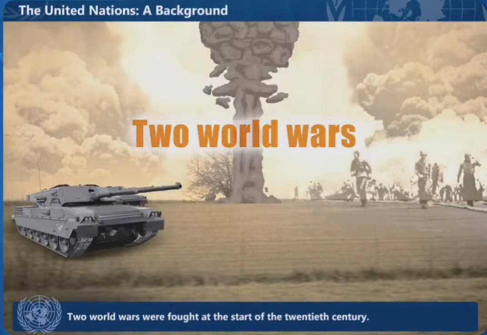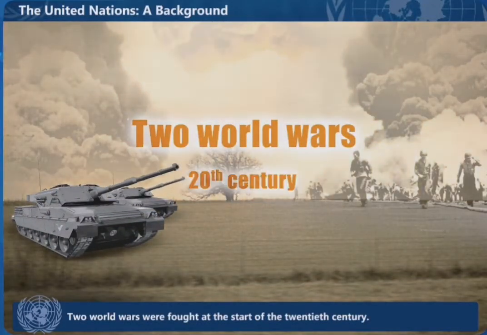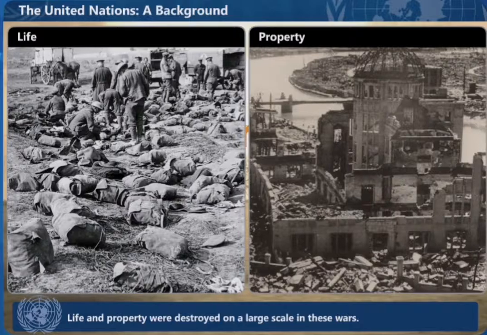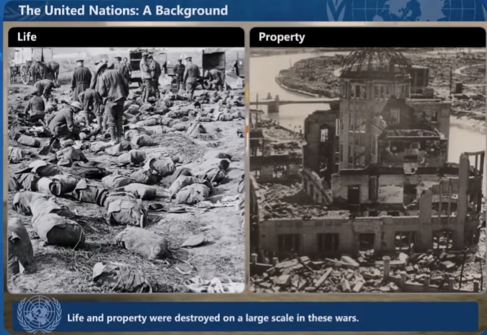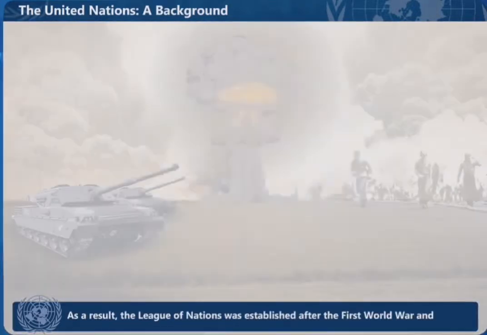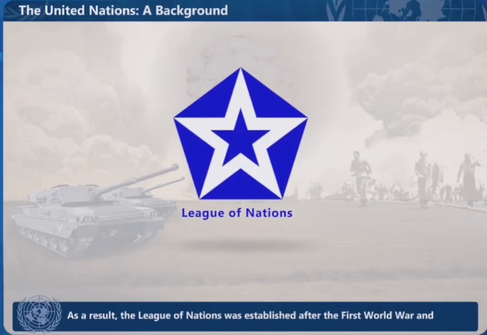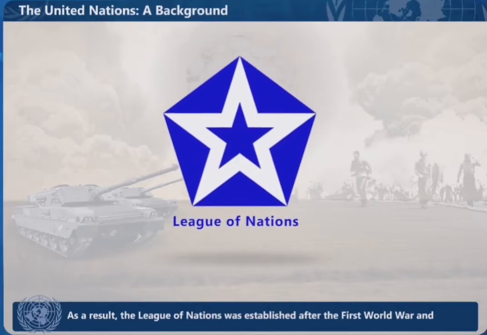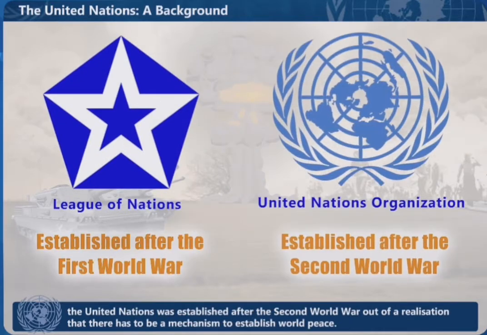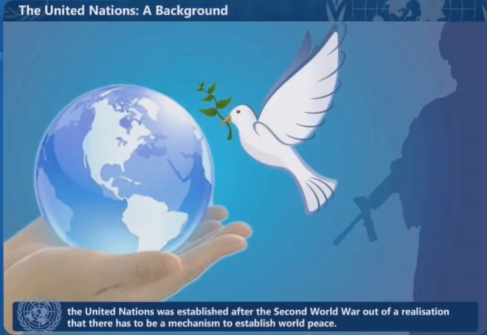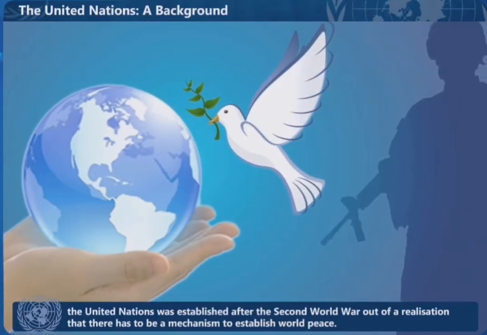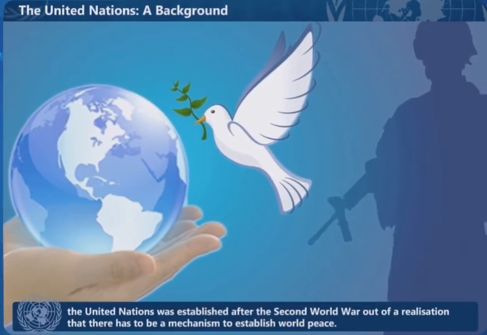Two world wars were fought at the start of the 20th century. Life and property were destroyed on a large scale in these wars. As a result, the League of Nations was established after the First World War, and the United Nations was established after the Second World War, out of realization that there has to be a mechanism to establish world peace.